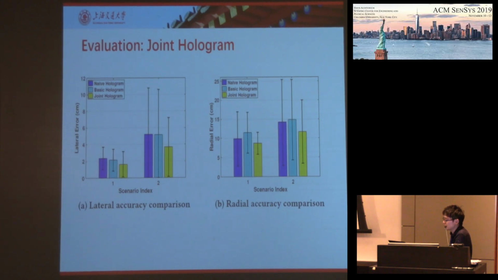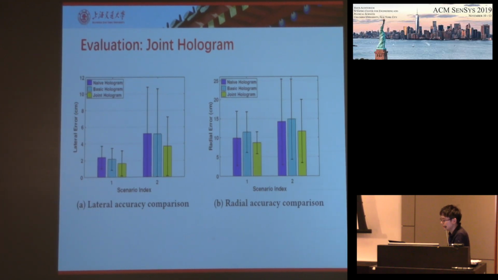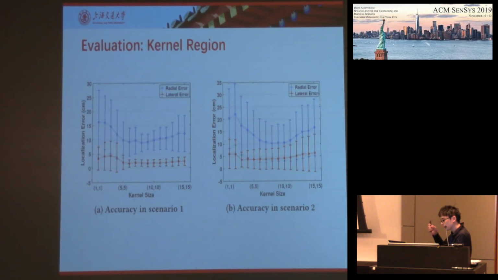We also investigate the accuracy of different holograms, including naive hologram, basic hologram, and joint hologram, based on largest likelihood estimation. It's easy to find that joint holograms obtain lower localization errors compared to other holograms. And the results also prove that we can improve the accuracy by considering the likelihood of nearby positions and by utilizing the stable patterns in the hologram.